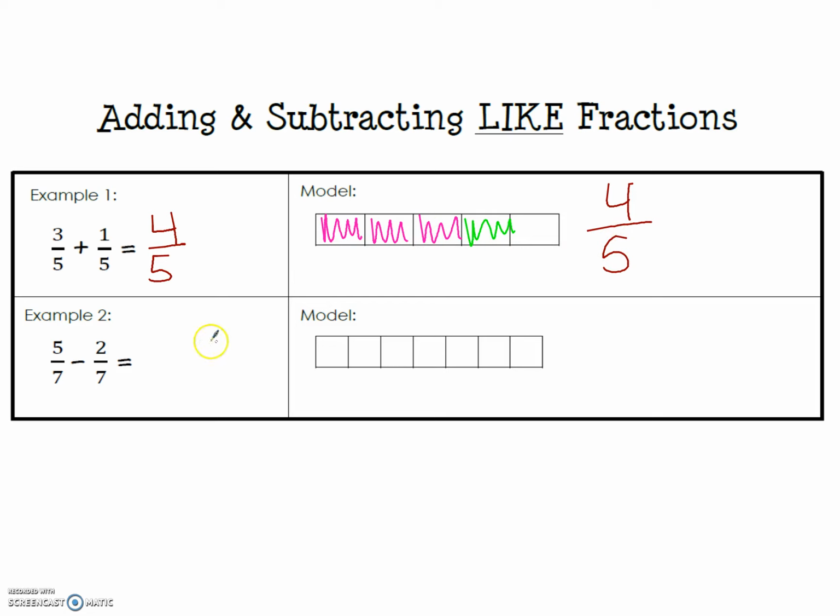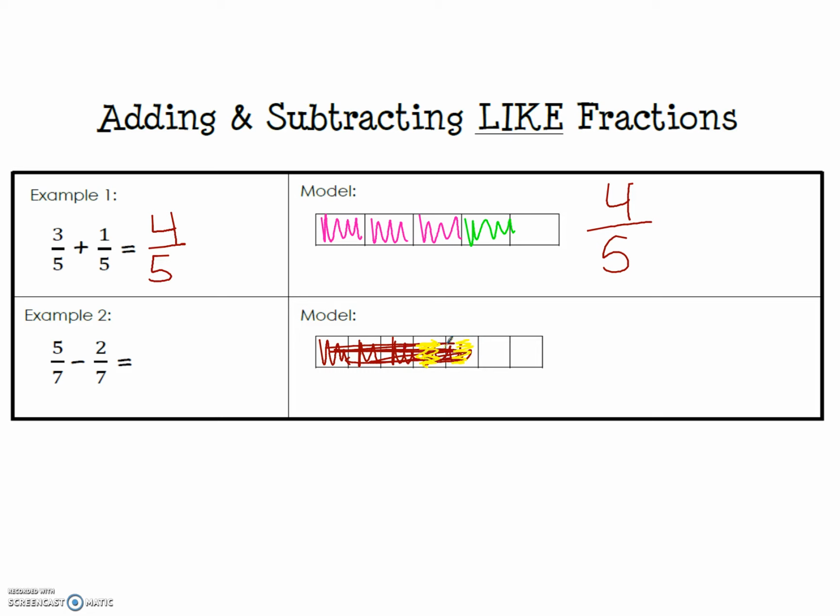Okay, so the same thing goes with subtracting. Make sure that you have a common denominator. We do, so we have sevenths. So we started out with 5 sevenths. So 1, 2, 3, 4, 5. Make sure you're doing this on your model. And we're subtracting 2 sevenths. So we're subtracting 1, 2.